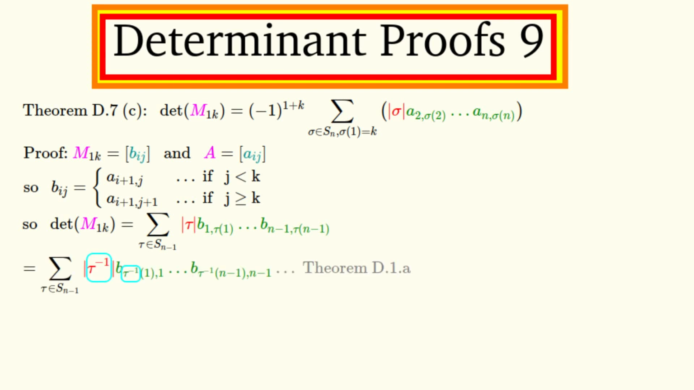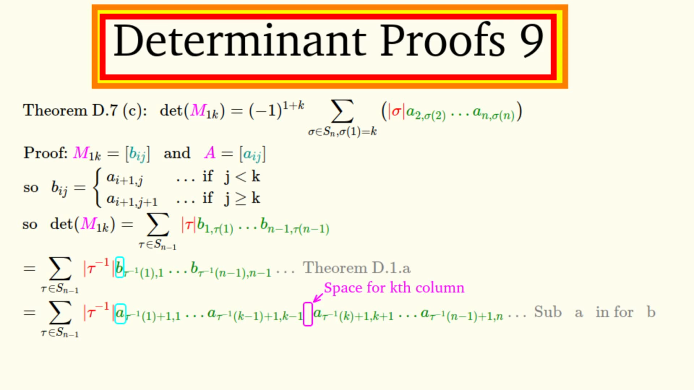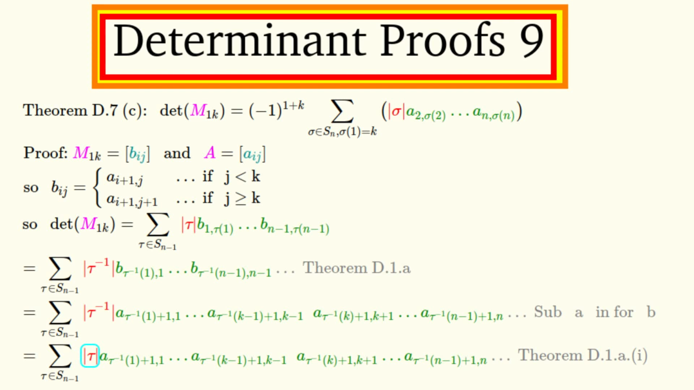We can make this substitution for the dummy variable tau by the inverse of tau in this way. The dummy variable is still tau, but the inverse of tau is used in the rest of the expression. We've proven that we can do this in a past video. We can then make this substitution. Now we're using the entries of matrix A and not the minor of A. We have a space where the kth term is missing. We can make this substitution in the parity function, because the parity of a permutation is equal to the parity of the inverse of this permutation. We've proven this in a past video, and it's been used lots of times now.